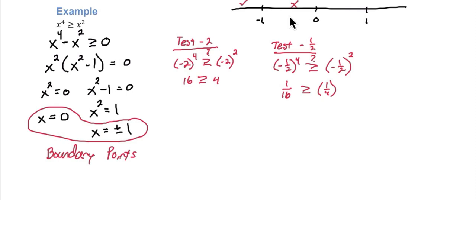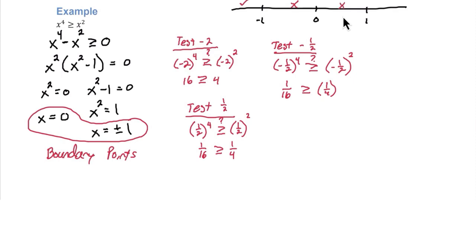Next, we can test a point in the third interval. Let's say we test +1/2. Going back to the original inequality, we'll plug in 1/2. And we're asking, is this a true statement? We get 1/16 is greater than or equal to 1/4, which again is false.